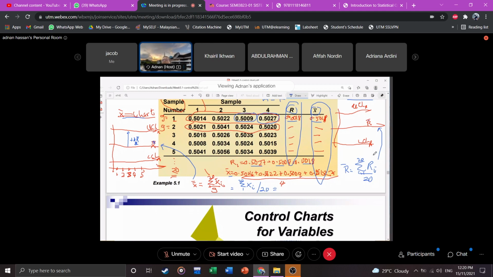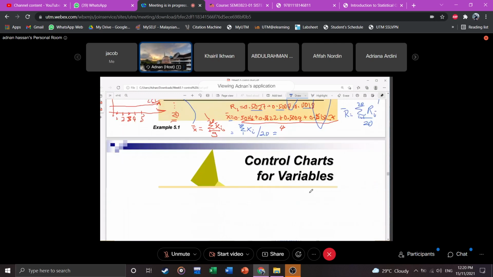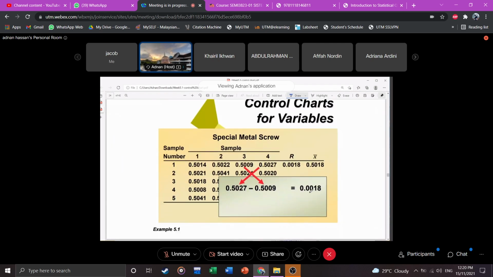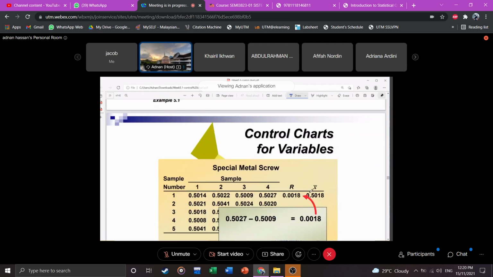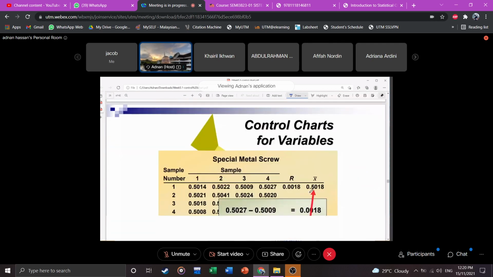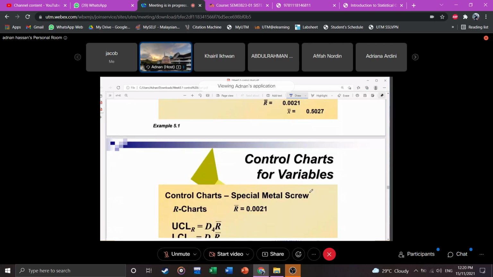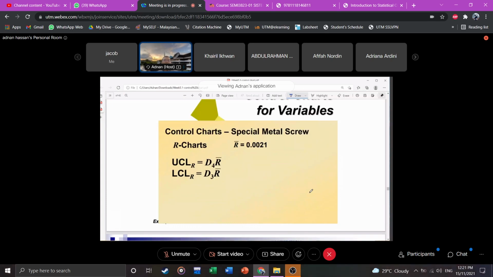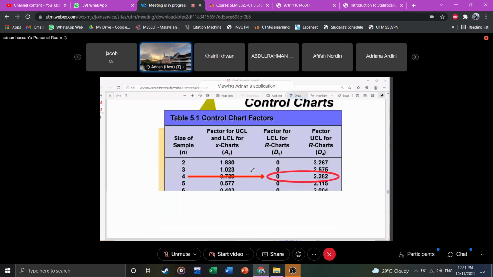So how do you get the upper control limit for R? You use the formula D4 R bar, and the lower is D3 R bar. This is for trial, so if there is any point outside, you remove it to revise the control chart. I already shared this with you, the formula D4 R bar, D3 R bar for the R chart.